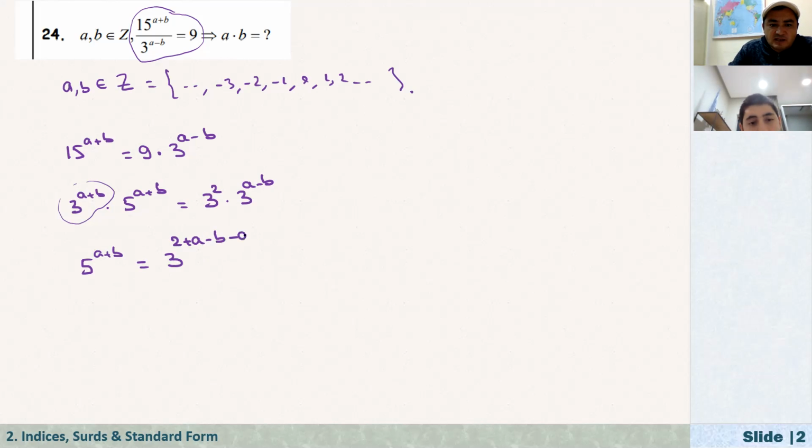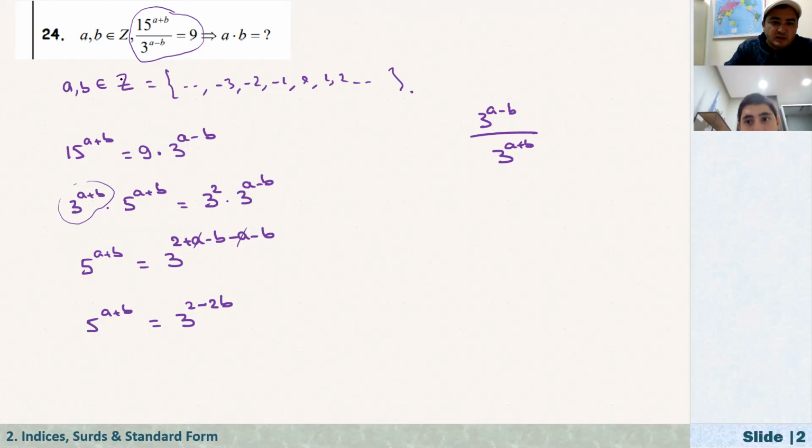So here we have minus A minus B, right? Because here we have 3 to the power of A minus B over 3 to the power of A plus B. So now if you simplify this, 5 to the power of A plus B is equal to 3 to the power of 2, this A cancels each other. What do we have here? Minus 2B.